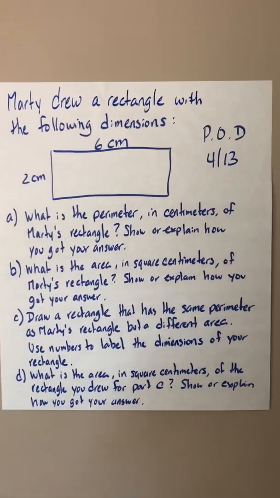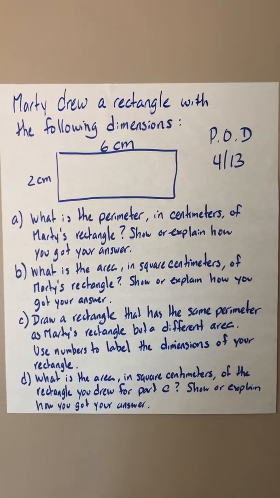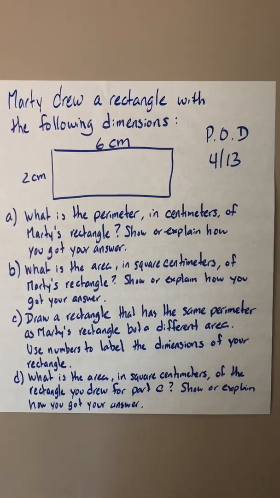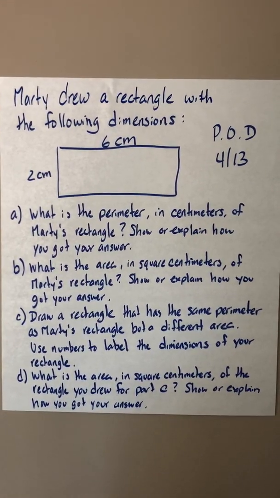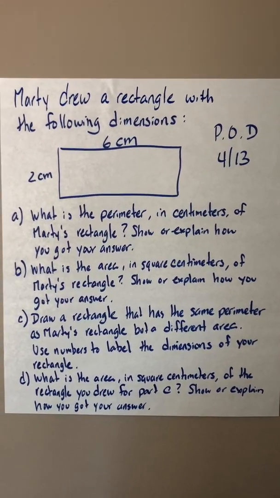So it says Marty drew a rectangle with the following dimensions: 2 centimeters by 6 centimeters. Part A, what is the perimeter in centimeters of Marty's rectangle? Show or explain how you get your answer. Part B, what is the area in square centimeters of Marty's rectangle? Show or explain how you get your answer.